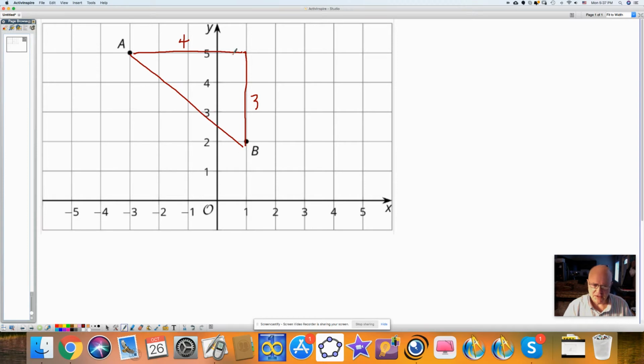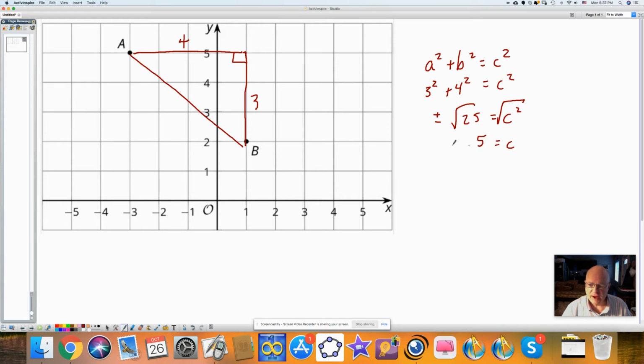We recognize that this is a right triangle because it follows along the grid lines. The grid lines for horizontal and vertical are 90 degrees. So I can use the Pythagorean theorem. A squared plus b squared is equal to c squared. And I'll substitute the values. 3 squared plus 4 squared, that's 9 plus 16 is equal to c squared. When you square root both sides, you have the square root of 25. When you square root something, you're going to have a plus or minus. We're going to ignore the negative root because this is geometry and we're looking at a length. So our c value, our hypotenuse, is 5. The length here, the distance, is 5.